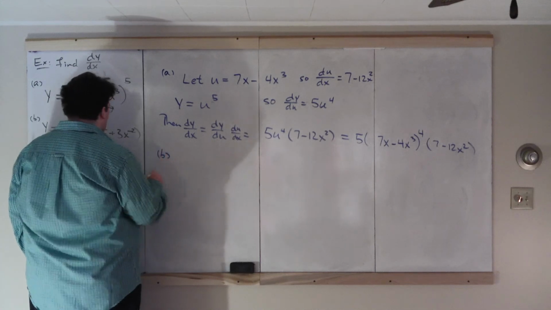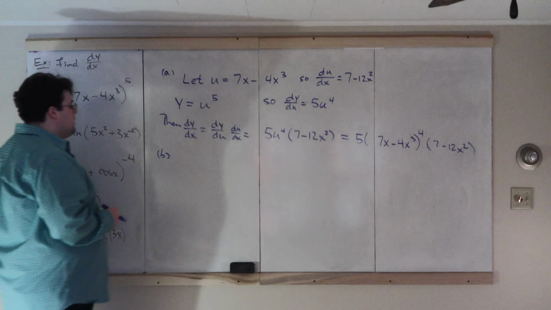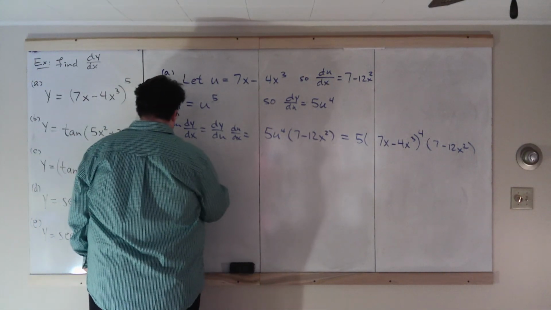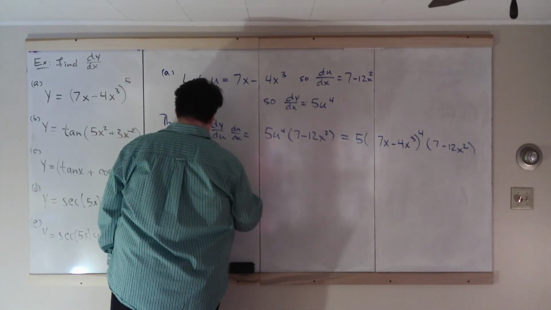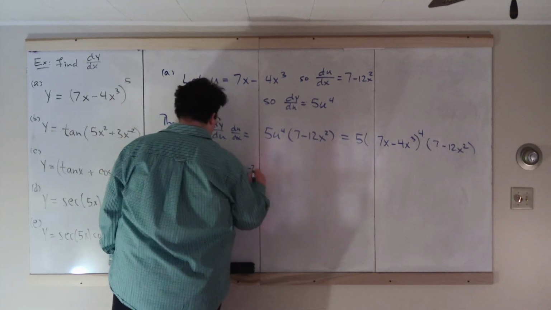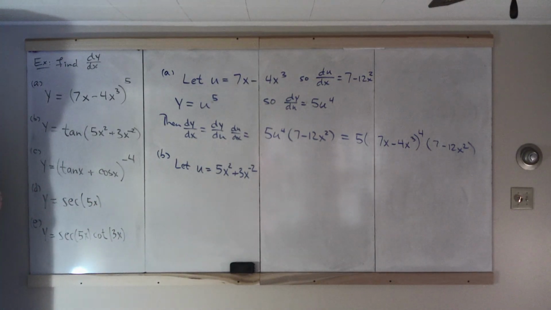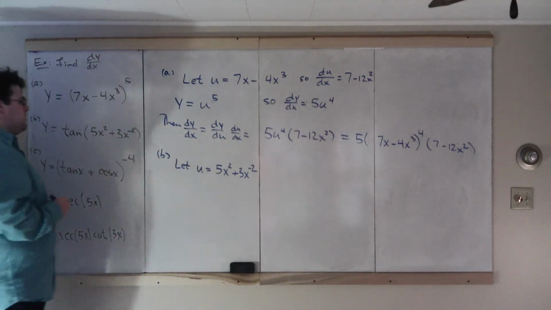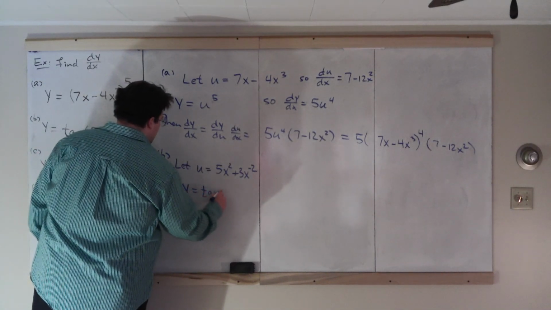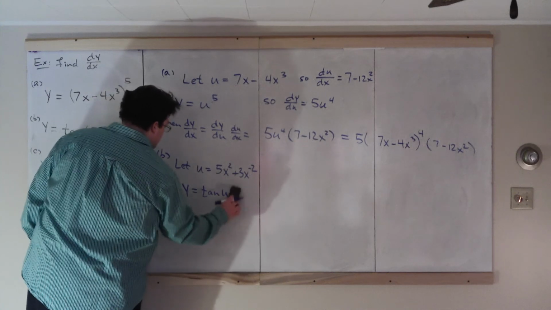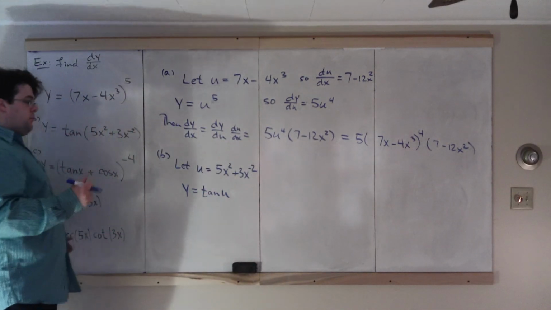B. Well, we have tangent of something. We know how to take the derivative of tangent of x. So let's let u be this something, (5x squared plus 3x to the negative 2). Well, what happens if we do that? Well, then y is just tangent of u. Well, we can take both of these derivatives using those four pages of rules.